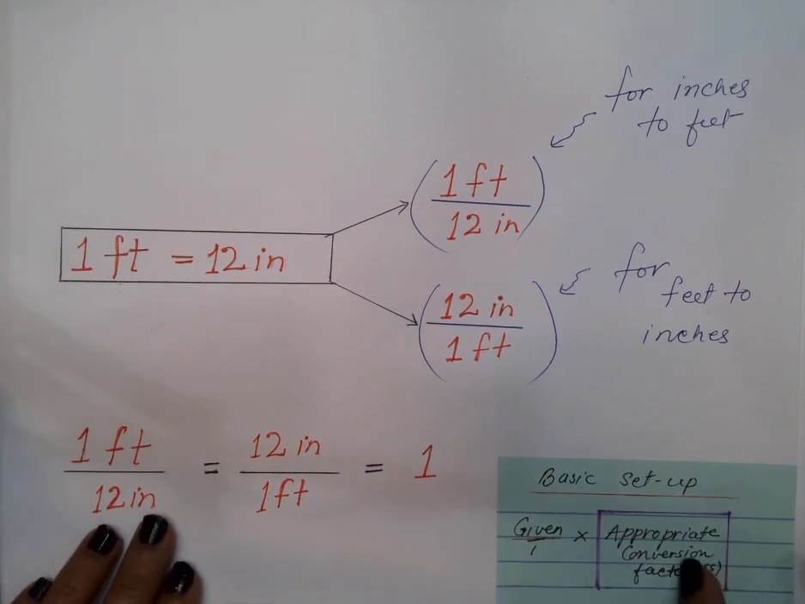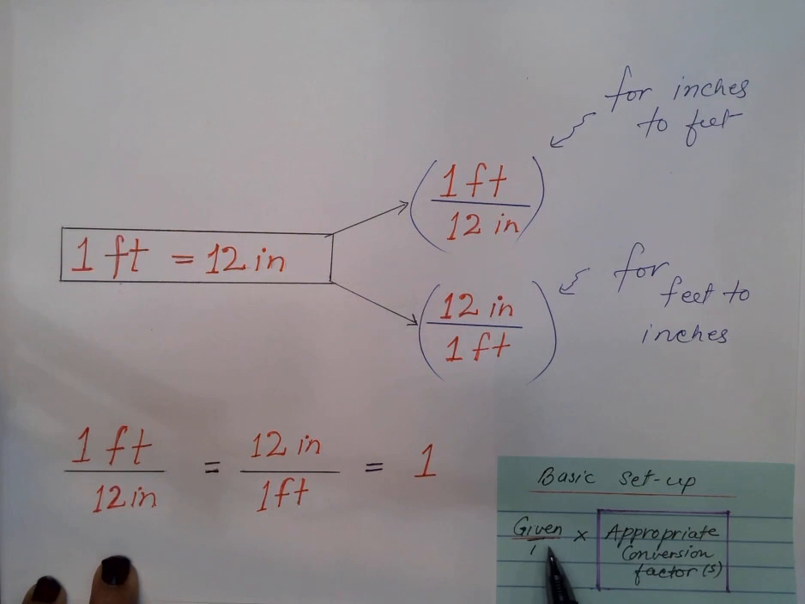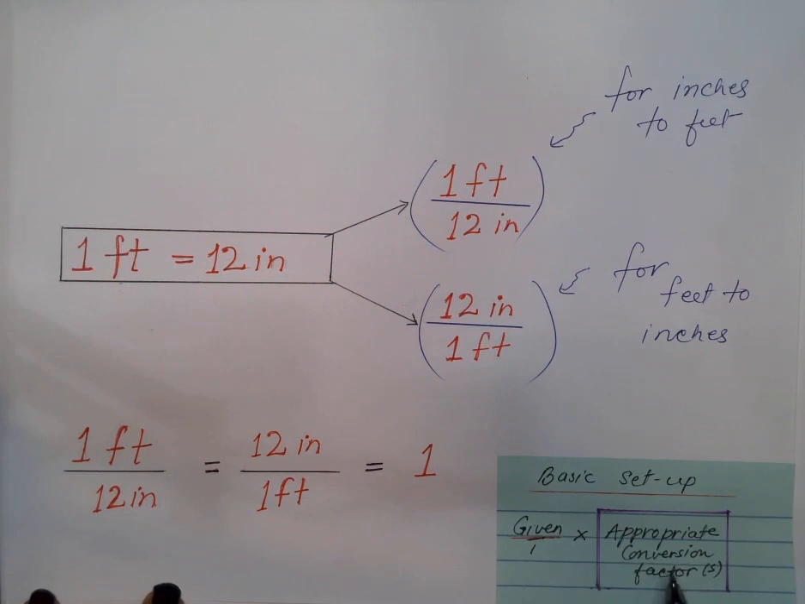The basic step to solve these problems with dimensional analysis is to start with the given over 1. The reason we put 1 at the bottom is just to show that we are working with fractions. It doesn't change anything since it is unitless. Then you multiply with the appropriate conversion factor. You may be using 1, or you may use 2 or 3 conversion factors, depending on the complexity of the problem. But how do we figure out which one is the appropriate conversion factor?